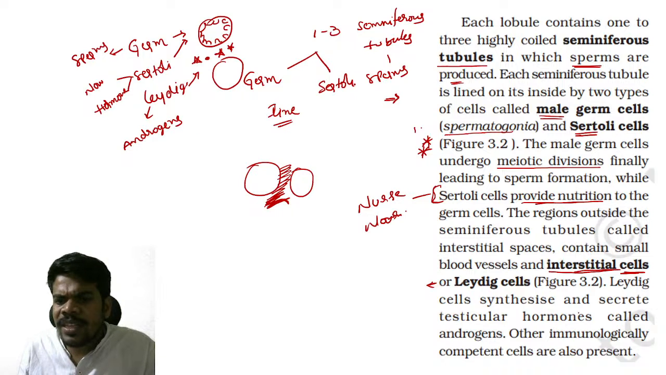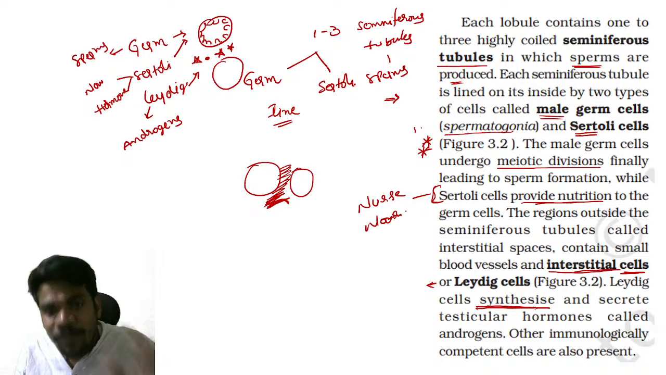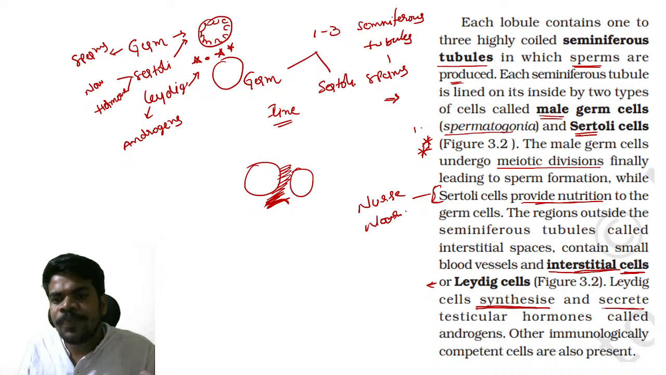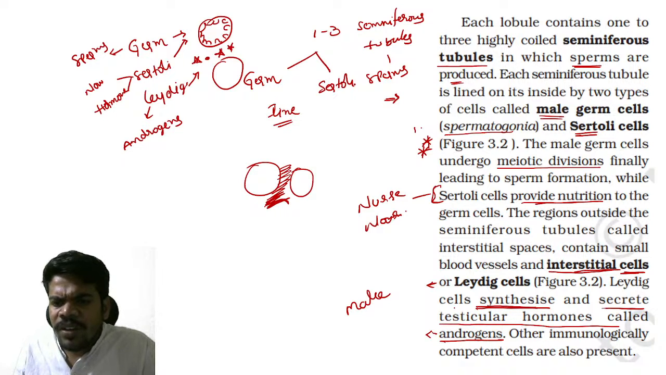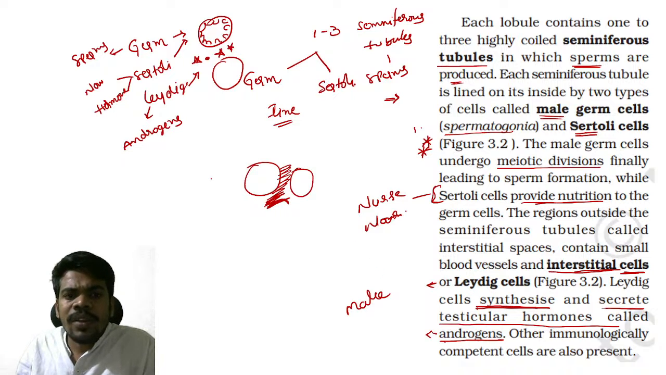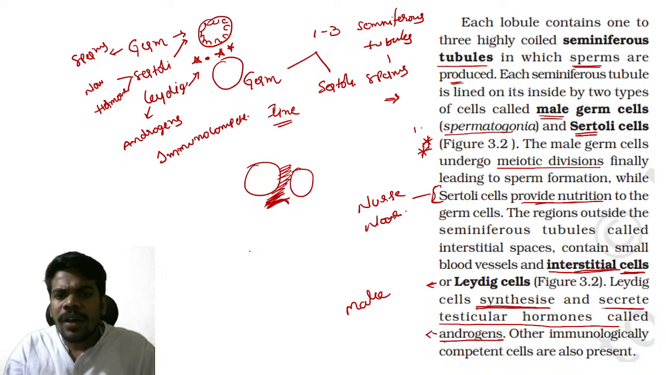Leydig cells not only secrete, they synthesize, they prepare, and they secrete testicular hormones called androgens. Andro means male, male character hormones. They are synthesized and secreted by the Leydig cells. Leydig cells are present between the seminiferous tubules. Along with this, immunocompetent cells are also there, and they provide protection.